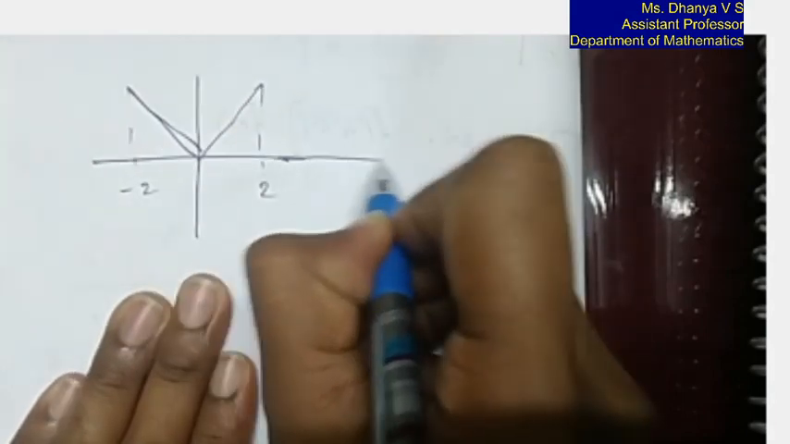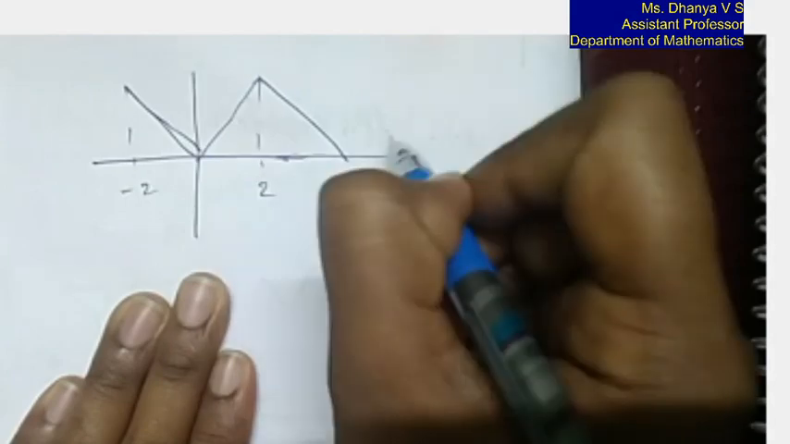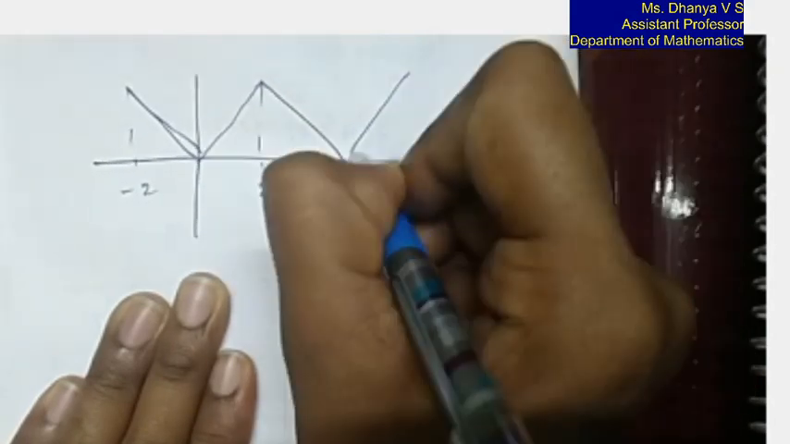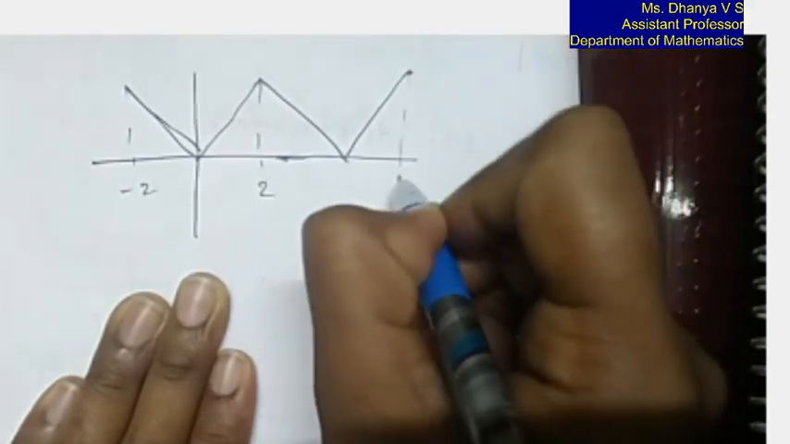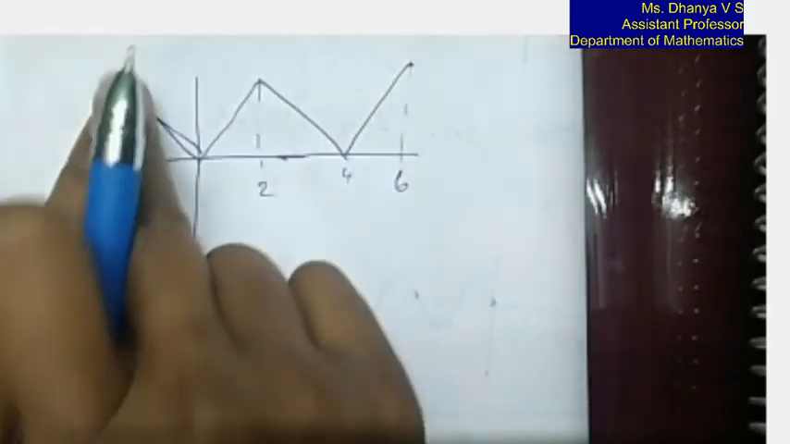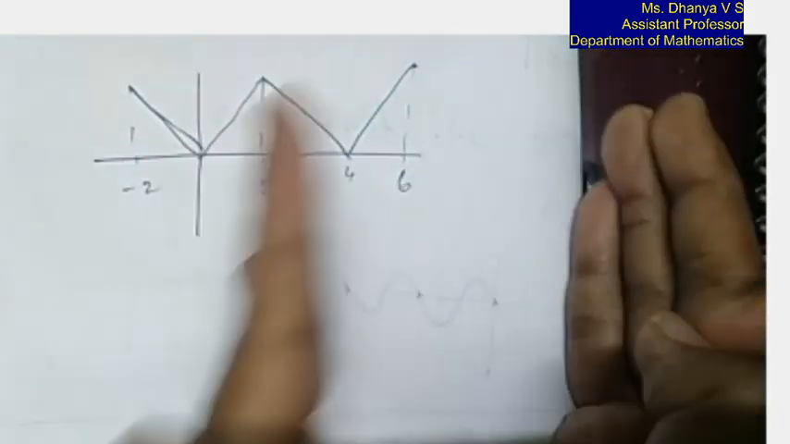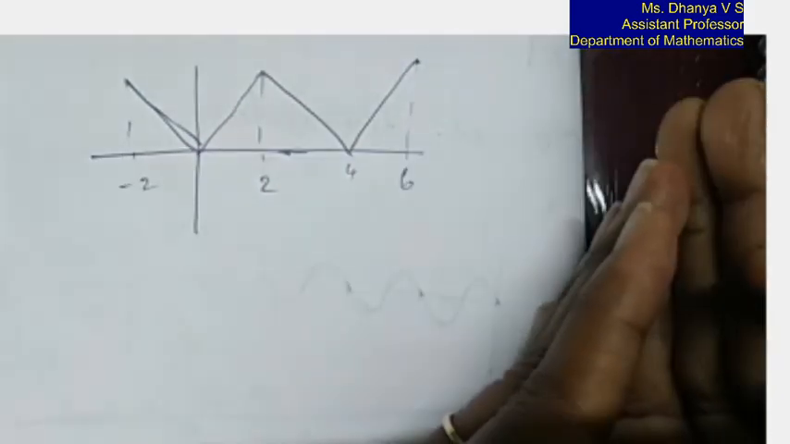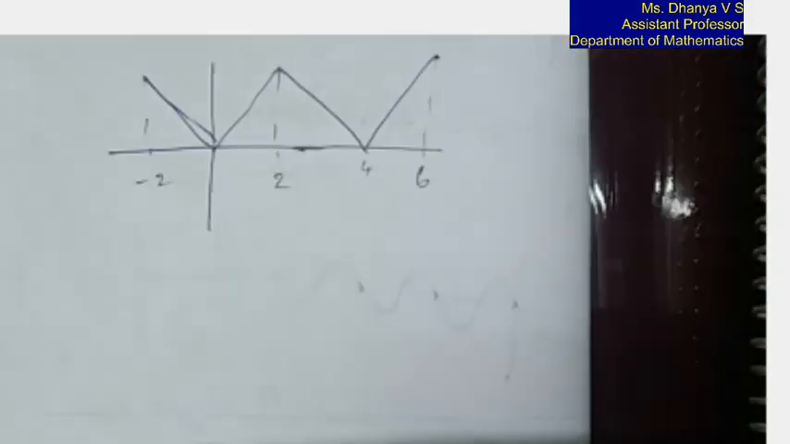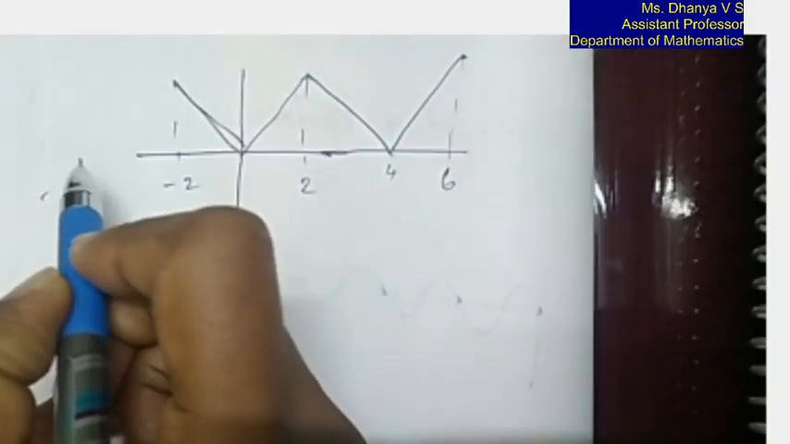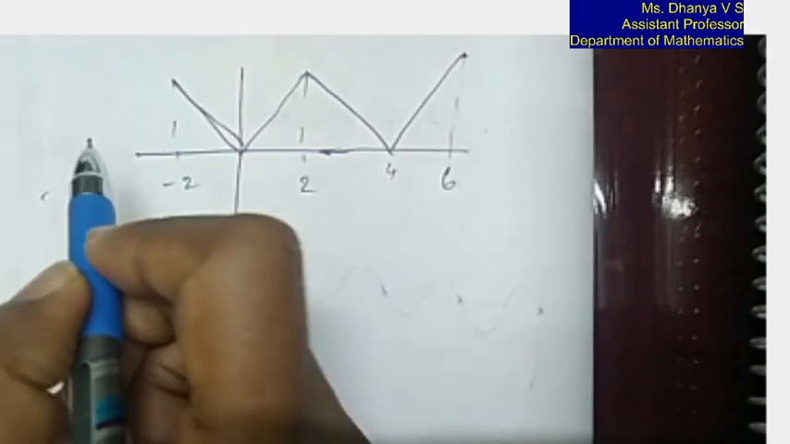Now I extend this function to the interval 2 to 6 in the same way, with a transformation. So this is your 6, then this is your 4. The same function I have transformed to the interval 2 to 6, then to the interval 6 to 10 and so on. Likewise here also, I can transform it to the interval minus 6 to minus 2 and so on. So I am extending it to the whole real line.